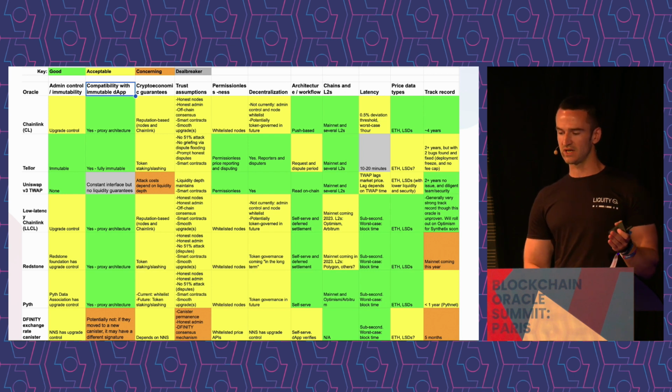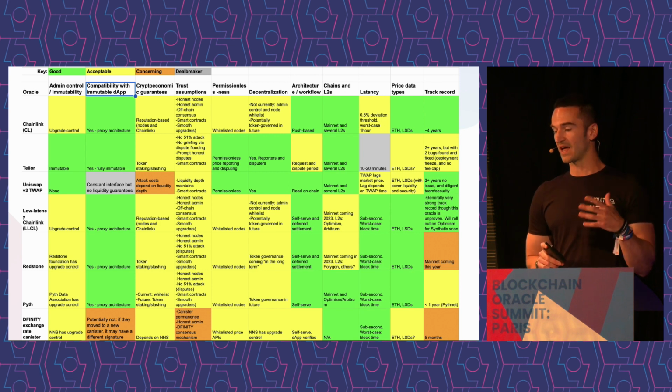So then there are these three low latency oracles: Pyth, Chainlink, Redstone. They all advertise sub-second low latency.